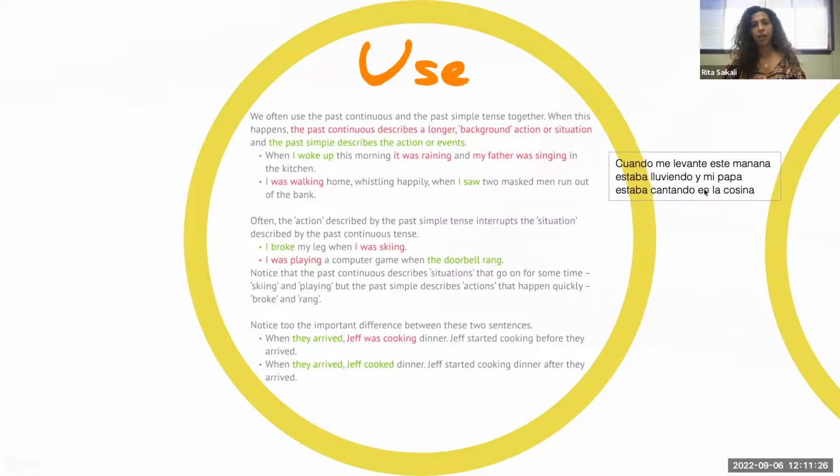Okay. When I woke up this morning, it was raining and my father was singing in the kitchen. Cuando me levanté, right? When I woke up, same. Levanté is simple past, yeah? Esta mañana estaba lloviendo, verb to be plus ando, right? And mi papá estaba cantando, again, verb to be plus ing, right? En la cocina. So in the same places where you use simple past and past continuous in the Spanish sentence, that's where you would use them in the English sentence.